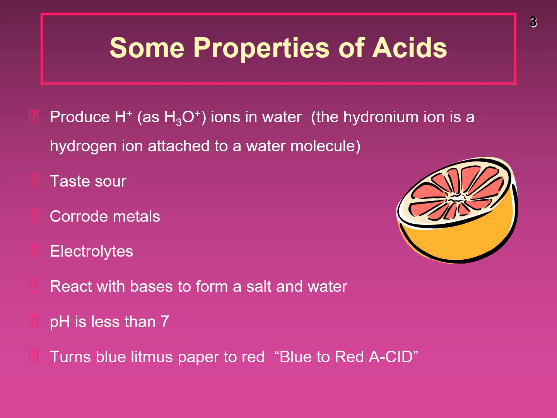Okay, let's move now to some properties of acids. Okay, first, acids produce hydrogen ions in water. The hydronium ion is a hydrogen ion attached to a water molecule. It also has a sour taste. It corrodes the metals. It has electrolytes. It also reacts with the bases to form a salt and water. And it has a pH less than 7, or 0 until 6. And then the blue litmus paper turns red, or para mas mabilis matandaan, blue to red means acid.